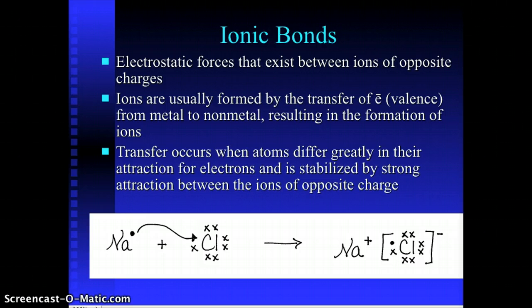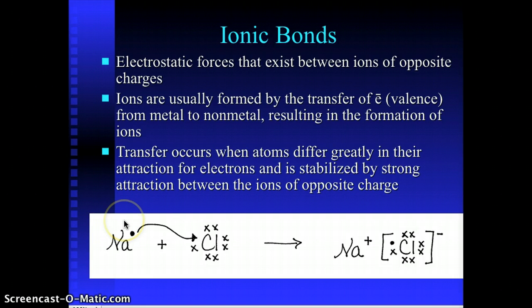So your atoms transfer some of their electrons from one atom to the other. The electrons that are transferred are the valence ones. Valence are in the outermost shell. And when they do that transferring, you cause one atom to have a negative charge and the other one to have a positive charge. And now you've got an attraction between these two.